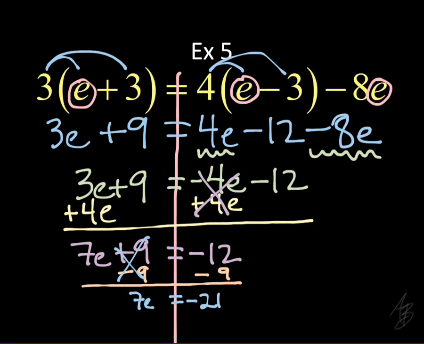And finally, divide by 7 on both sides. 7's cancel, and we get E equals, what'd you say, Courtney? Negative 3, yes. Because we have a negative divided by a positive, our answer is going to be negative. So we get E equals negative 3 there. Walking around, it looks like one.